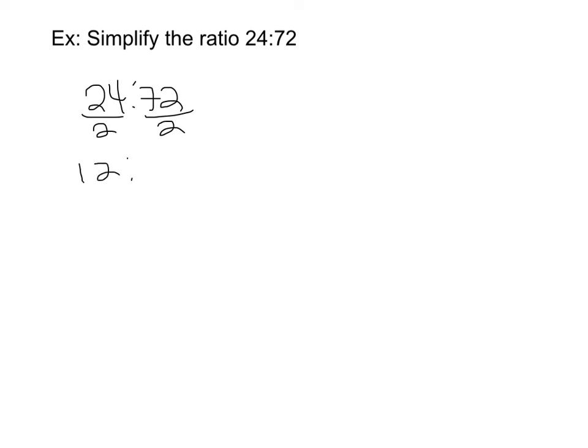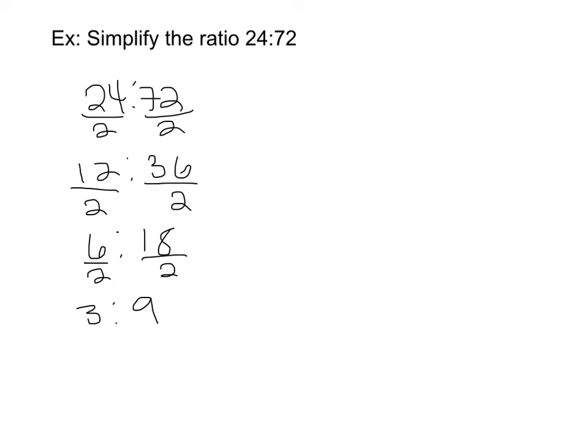And I get 12 to 36. Another set of even numbers because they're ending in 0, 2, 4, 6, or 8. So they're divisible by 2. Now I get 6 to 18. Another set of even numbers that are again going to be divisible by 2. So now I have 3 to 9. And I know that 9 is actually divisible by 3, and 3 is obviously divisible by 3 also. So lastly, I'm going to divide both of my terms of my ratio by 3. So my ratio of 24 to 72 actually simplifies all the way down into 1 to 3.